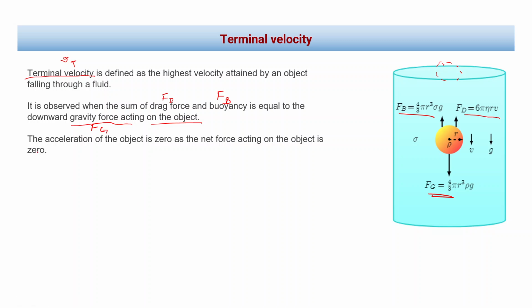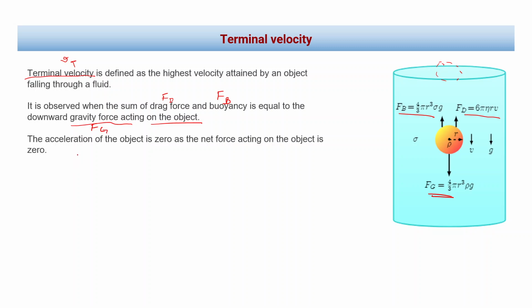So how do we get this expression? This last sentence says the acceleration of the object is 0 as the net force acting on this object is 0. The forces get cancelled. Immediately when I drop it, it may be accelerating, but after going a certain depth inside the liquid, the net force becomes 0. That means the acceleration becomes 0, which means the velocity becomes constant, as we had discussed a few slides back.